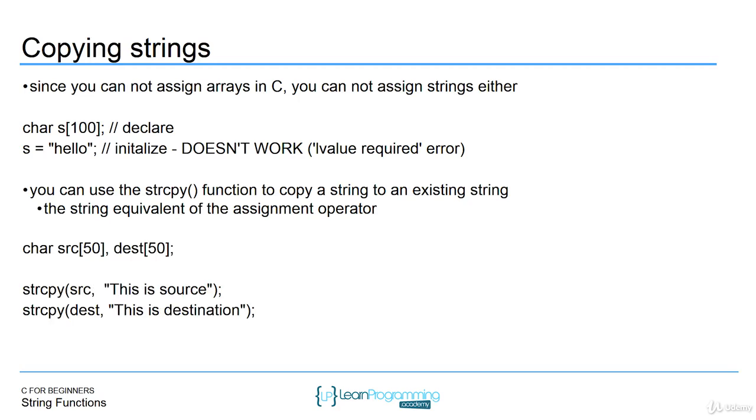If we declare two character arrays, source and destination, all we need to do is say strcpy, source, and then whatever the source is there, we can put in a string, and the same with the destination. You can also put variables in there as well if you wanted to copy those. But what we're doing here is the first parameter is where you're copying to. The second parameter is the string that you're copying. So source would have "this is source" inside of it after strcpy. Destination, or dest, would have "this is destination" inside of it after the strcpy call.